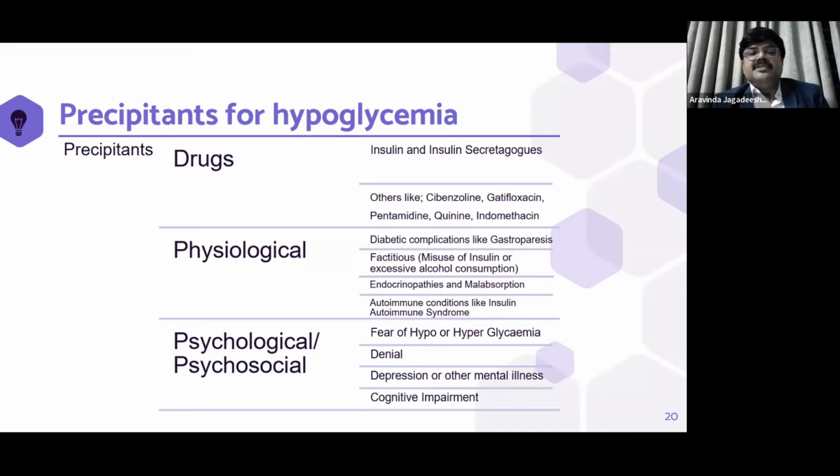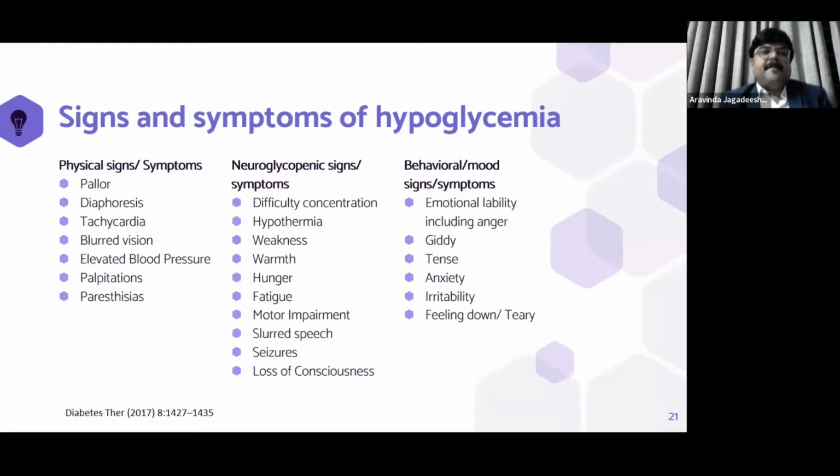The third one is not to be neglected, that is the psychological or psychosocial. There is a fear of hypo- or hyperglycemia, denial, depression or other mental illness, and cognitive impairment.